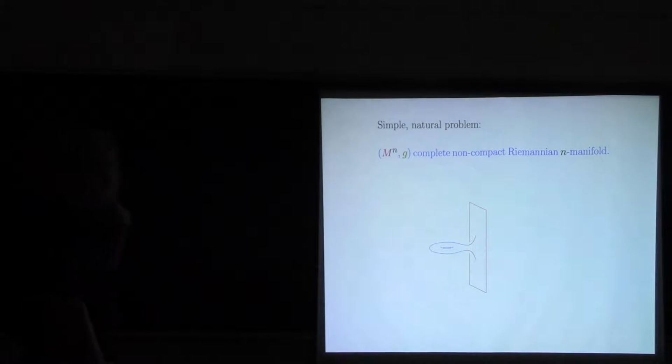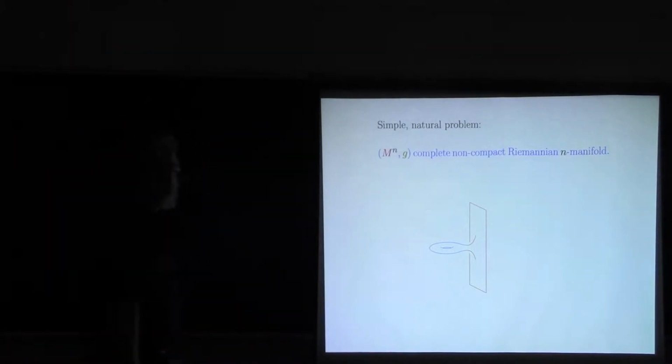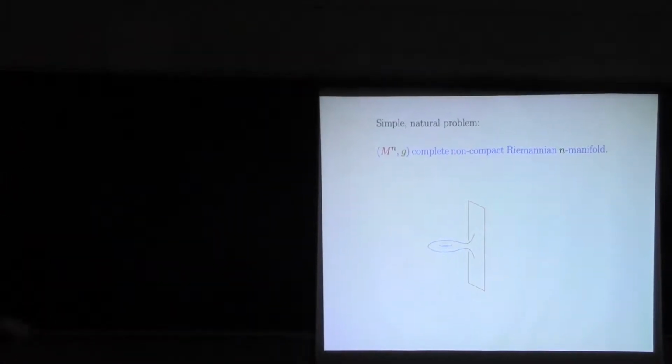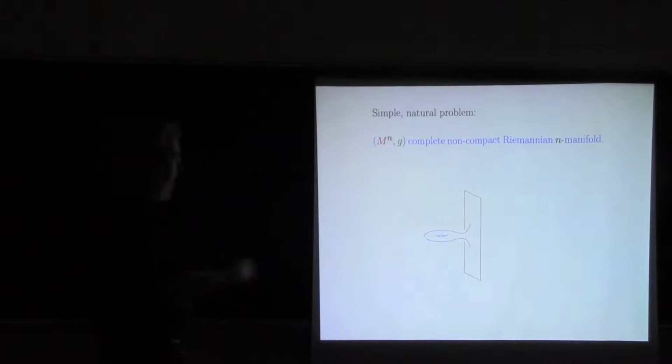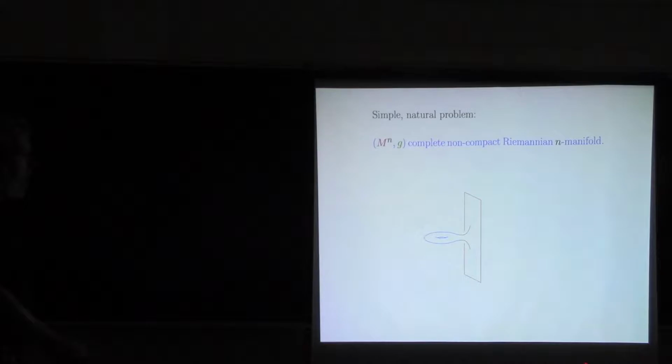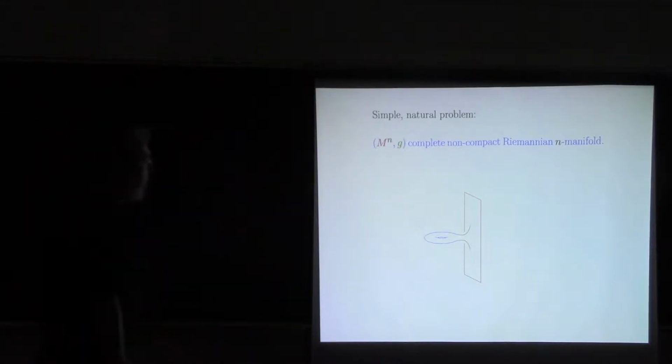All right, so here's a simple natural problem. Here's the beginning of the real lecture. Suppose you have a complete non-compact Riemannian n-manifold. Complete means that you could say it's metric space complete, or every geodesic runs forever, can be extended as a map of the real line. Those are equivalent conditions.